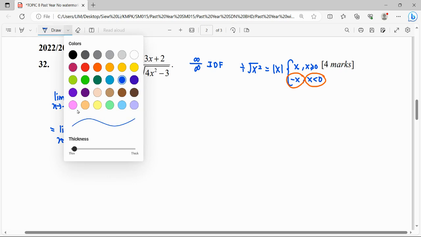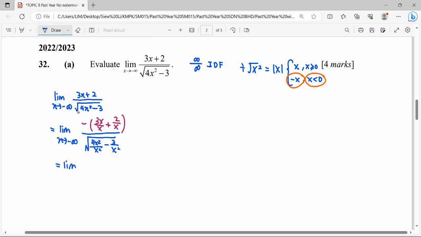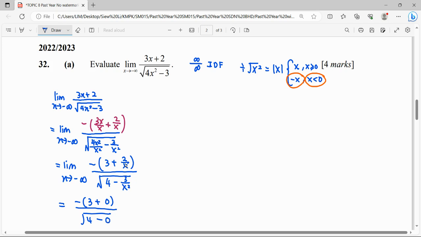So from here we simplify our function. Negative 3 plus 2 over x, and then over x squared can be simplified, leaving 4. Then we try to substitute our infinity again. So it will have negative 3 plus 2 over infinity, which is 0, over 2. So lastly, simplify, we will have negative 3 over 2.